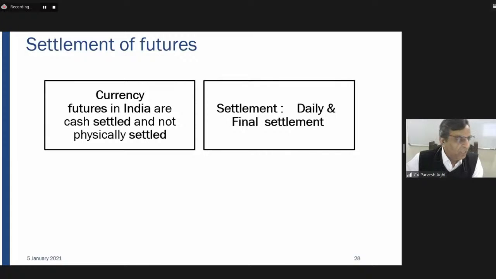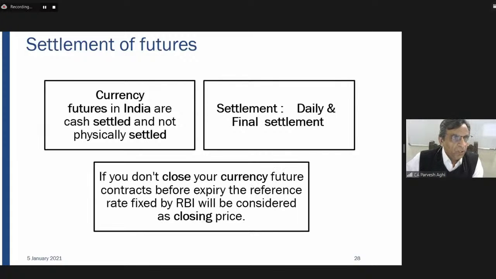Okay, so settlement is daily and final settlement. If you don't close your currency futures contract, you have a choice basically here. You can either close your position before the expiry, or you can wait till the expiry. Then the RBI reference rate will prevail, and the contract will be settled at the RBI reference rate. But if you want to quit early, you can always take the opposite position to what you have taken earlier. If you have bought futures, you sell futures. If you have sold futures, you buy futures to close your position. It's called squaring up of positions.